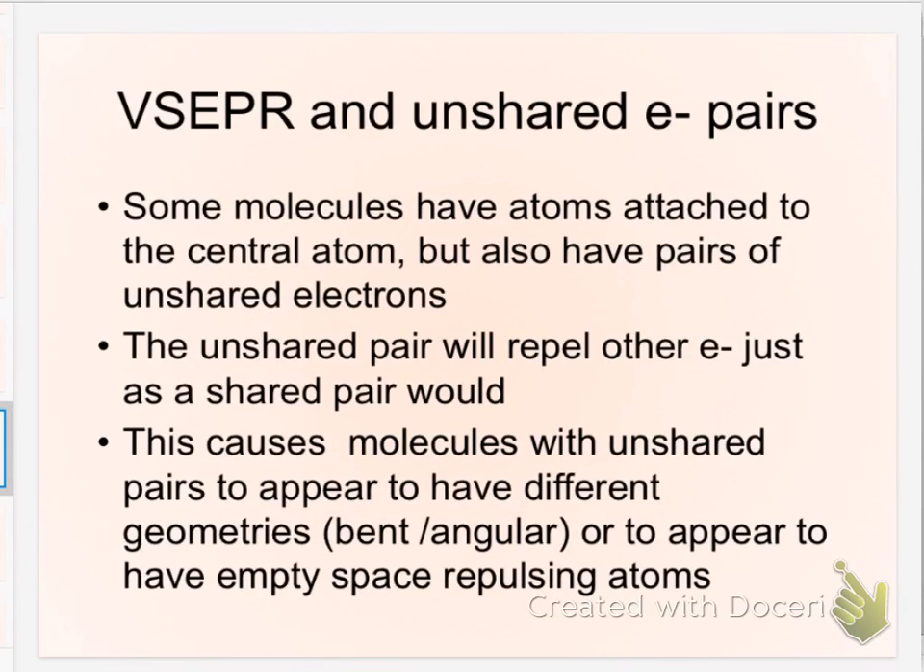So we talked about how unshared pairs, like on this water here, and I'm actually missing an unshared pair, but unshared pairs change the geometry of a molecule. That's really the heart of VSEPR theory, that you have valence shells and electrons that are repelled by one another. That's kind of the key piece.